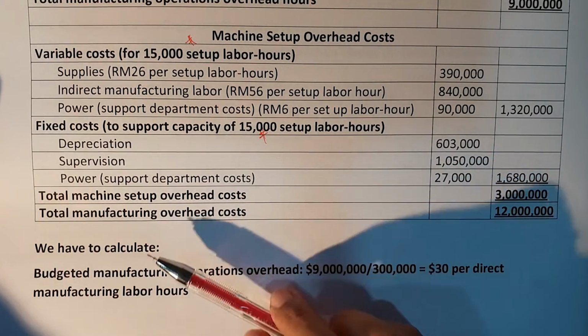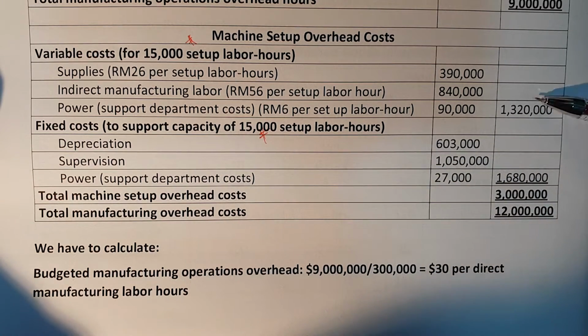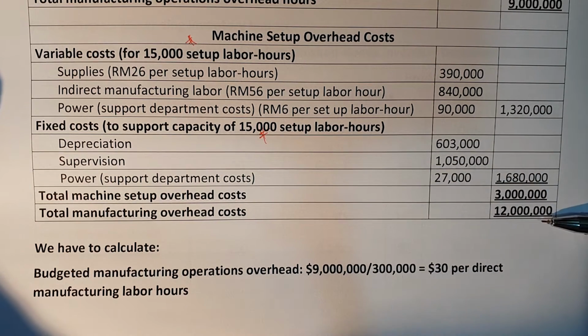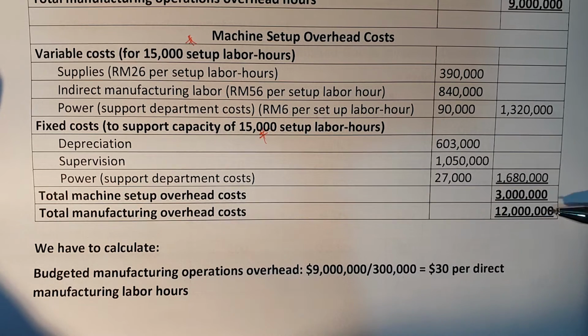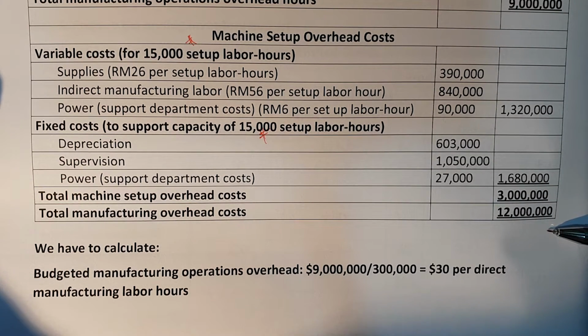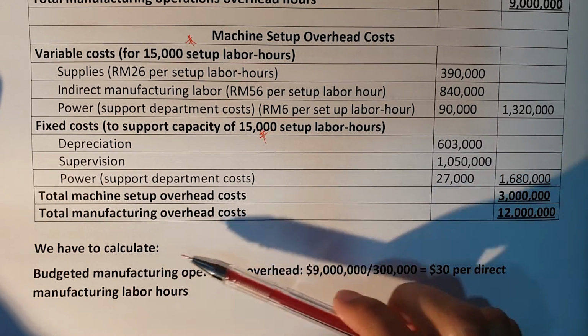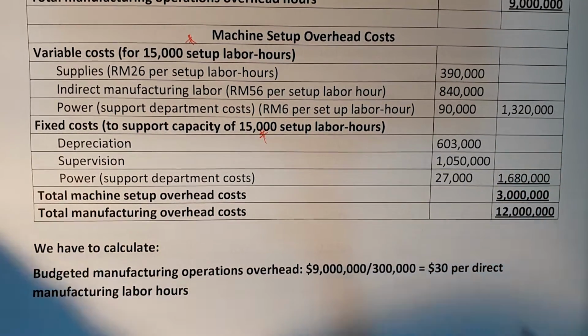If we add them both, we get the total machine setup overhead cost of 3 million, and when we add the 9 million here plus the 3 million here, we get a total of 12 million of the total manufacturing overhead cost.